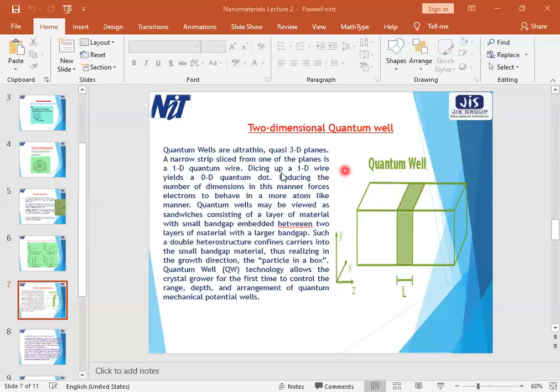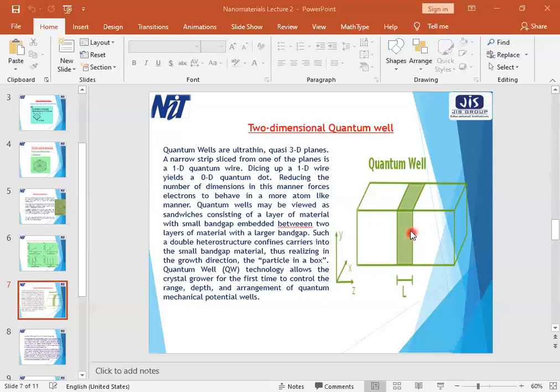What is a quantum well? Quantum wells are ultra-thin quasi-3D planes. Suppose this is a three-dimensional object. Out of this three-dimensional object, if we cut a very thin strip, what will happen? Its two dimensions are seen to us, along the y direction as well as along the z direction, whereas the x direction is extremely small, that means in the nano range. And that is why this will be called a two-dimensional nanomaterial.